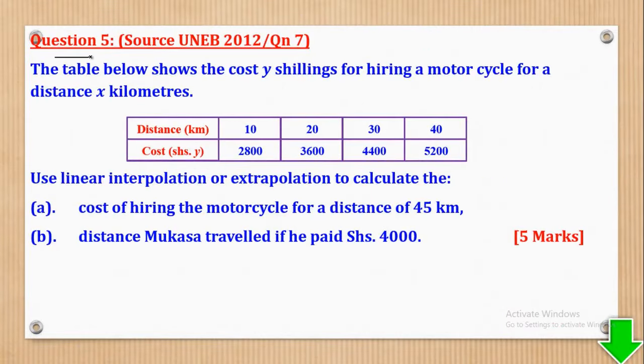Now we shall go to question 5, which came from UNEB 2012, paper 2, question 7, and says the table below shows the cost y shillings for hiring a motorcycle for a distance x kilometers. So this is the table. Use linear interpolation or extrapolation to calculate part A, the cost of hiring the motorcycle for a distance of 45 kilometers. So 45 kilometers is outside the range, so it is here. The closest values are these ones, so we are going to extract out these values. Then we shall add another column whose value for distance is 45.